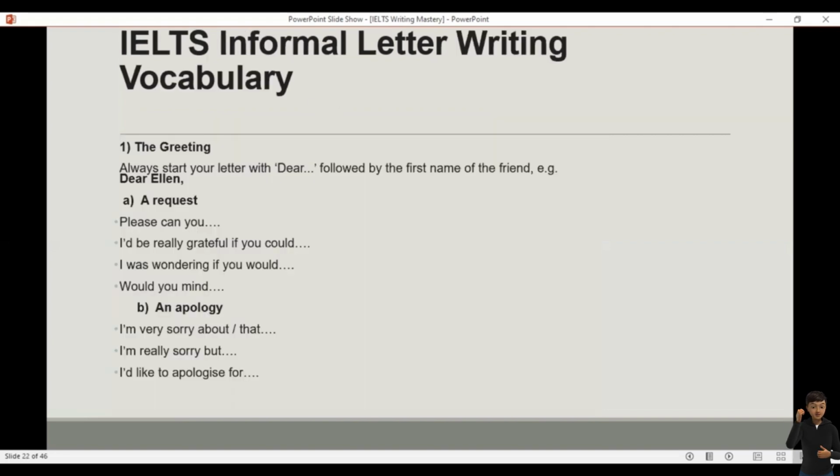Next, informal letter writing vocabulary. Number one, we have the greetings. Always start your letter with dear followed by the first name of the friend, for instance, dear Alan. Next, we have a request. Please, can you give? I would be really grateful if you could. I was wondering if you would. Would you mind? So all these are the phrases that you can use in your request letter.